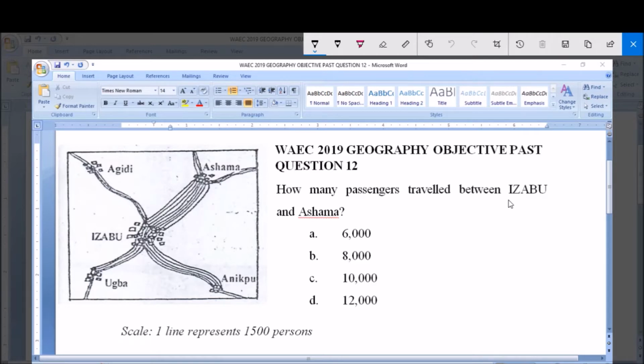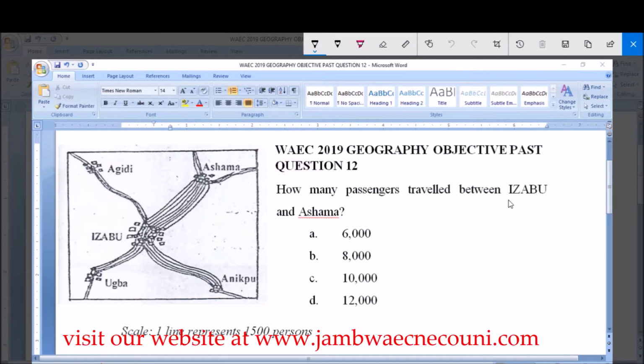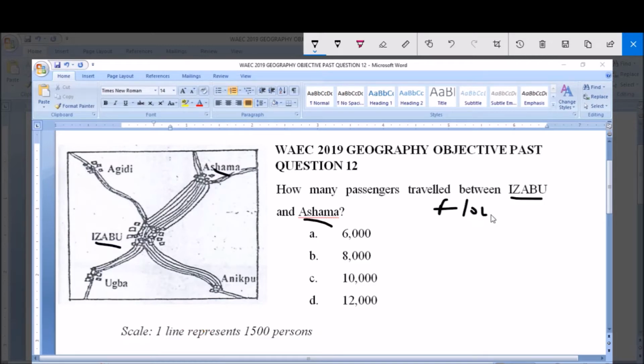So this is Izabu on the map and this is Ashama on the map. Now this is a flow map, and the lines represent a specific number of passengers. Each line represents a specific number of passengers and the lines represent the direction of travel as well. So from the scale given to us, one line represents 1,500 persons.